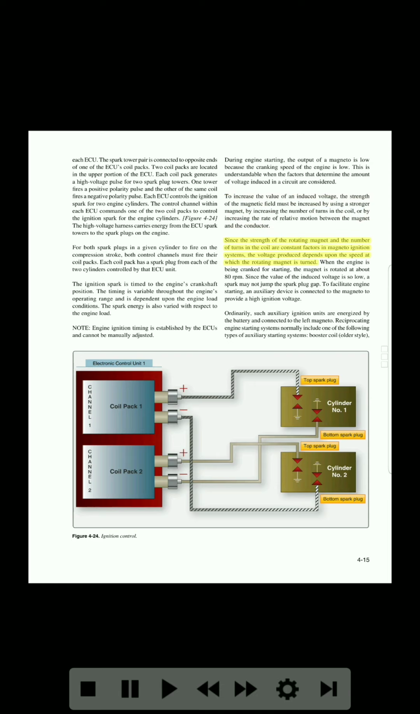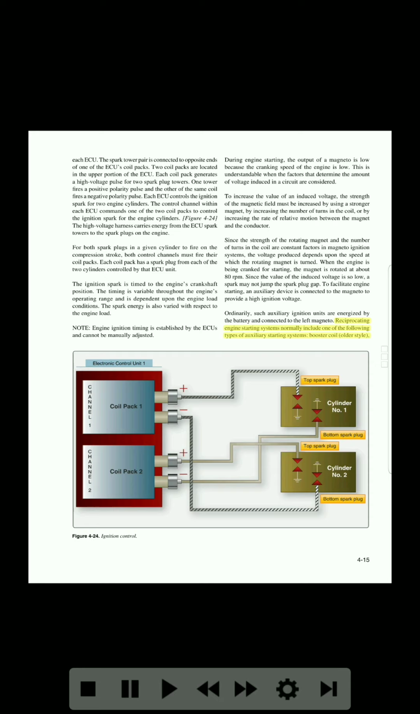Since the strength of the rotating magnet and the number of turns in the coil are constant factors in magneto-ignition systems, the voltage produced depends upon the speed at which the rotating magnet is turned. When the engine is being cranked for starting, the magnet is rotated at about 80 rpm. Since the value of the induced voltage is so low, a spark may not jump the spark plug gap. To facilitate engine starting, an auxiliary device is connected to the magneto to provide a high ignition voltage. Ordinarily, such auxiliary ignition units are energized by the battery and connected to the left magneto. Reciprocating engine starting systems normally include one of the following types of auxiliary starting systems.